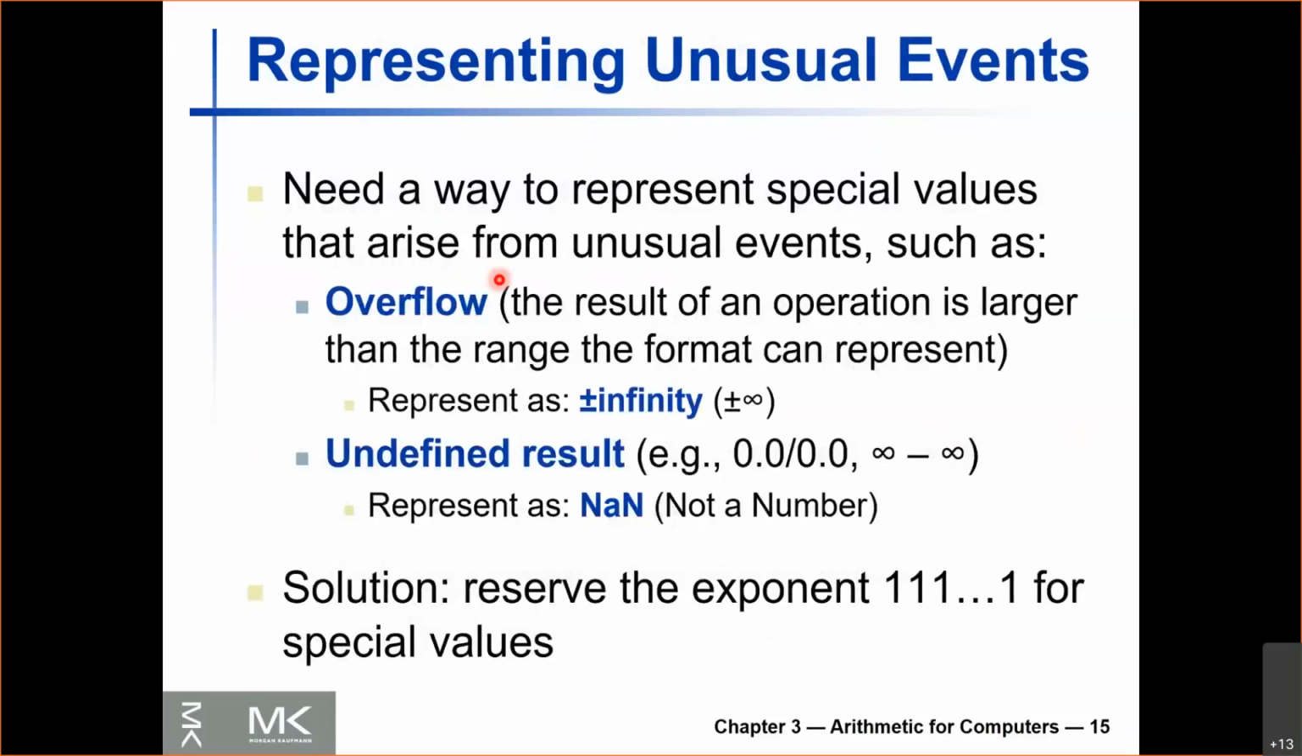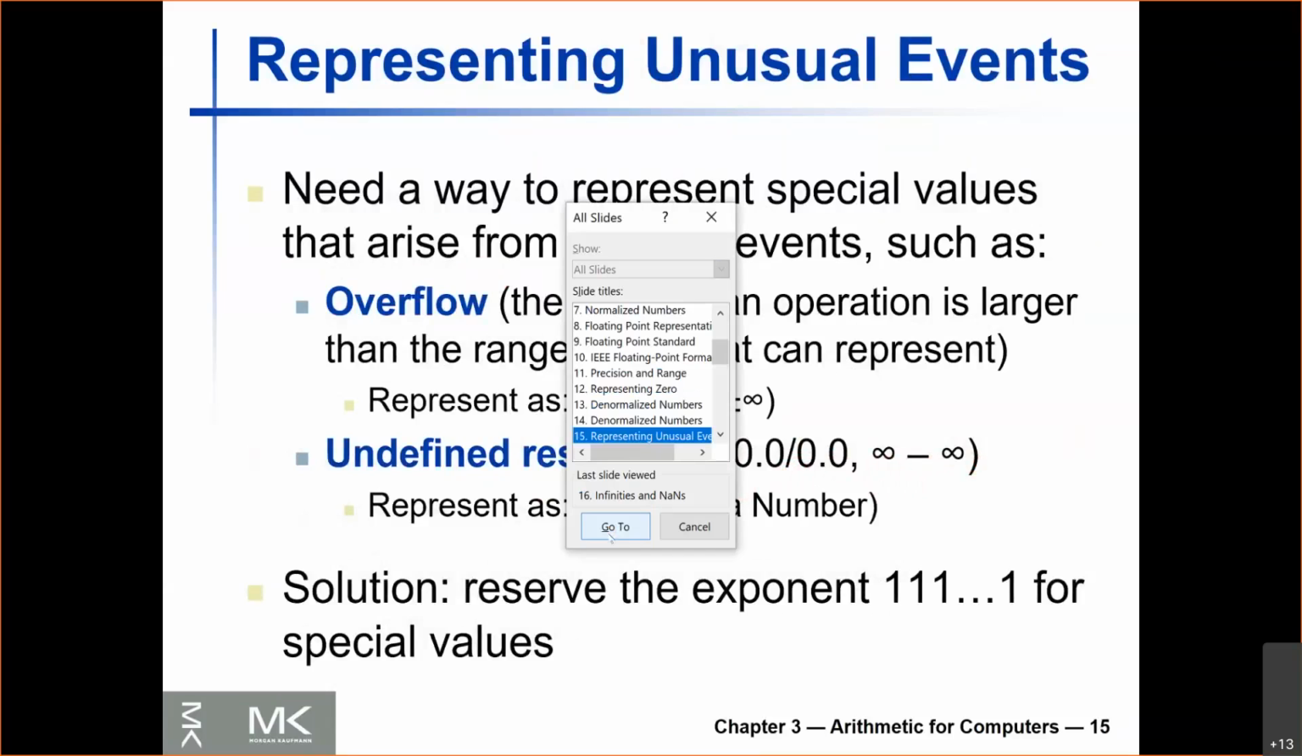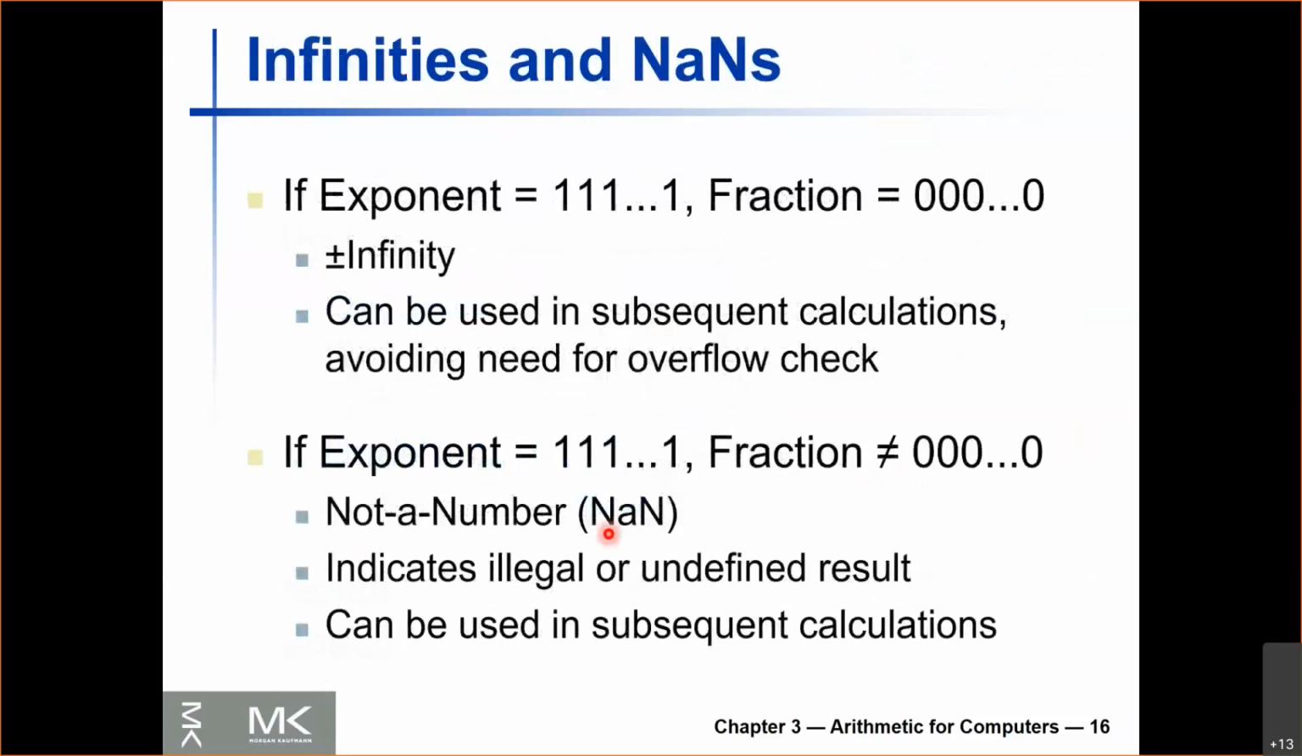For NaN, this has to do with a whole bunch of illegal things that we might do. Two examples I gave here are dividing 0 by 0 or subtracting infinity from infinity. Both of these have undefined results, and if you try to do something like this, the result will be a NaN. Other questions? Okay, if there are no more questions, then that's all I have to say about representing floating point numbers.